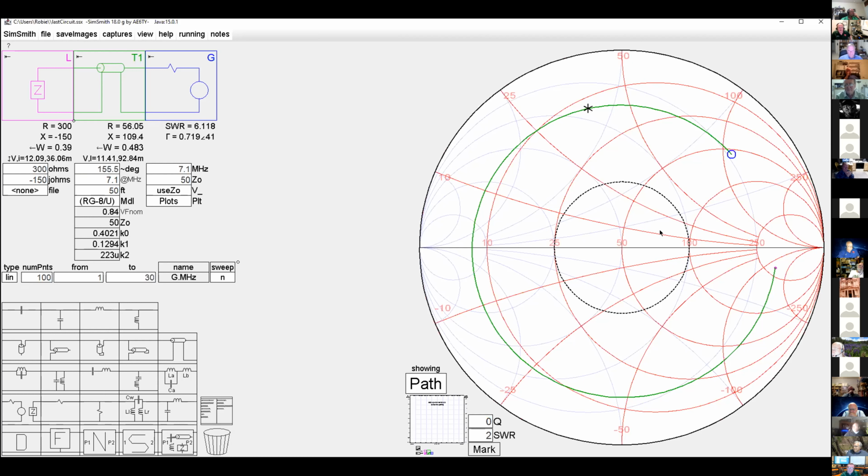Now, there is a story in QST a few years ago of a guy who basically did the matching system for his antenna with a set of relays and different lengths of transmission line. And you can see how you could determine something like that using a tool like this. I'm not saying that's good or bad technique. I'm just saying you can do it.